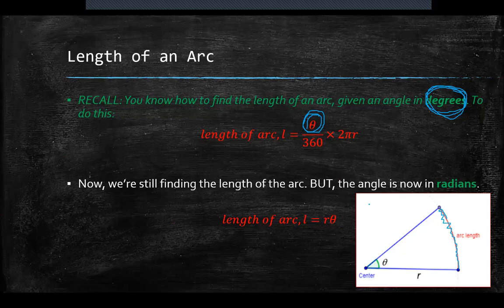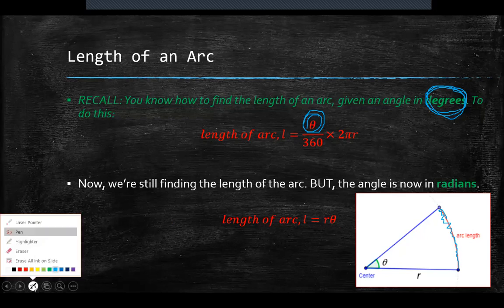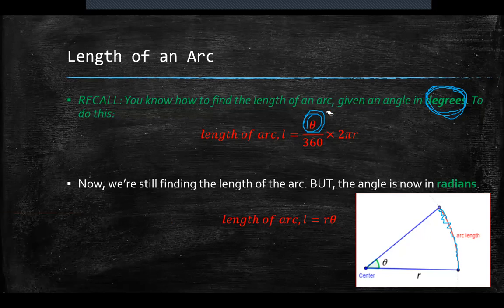For this topic, the big heading is radians. So you need to know the formula for when angle theta is in radians. This is the formula. The length of arc, denoted by L, is equal to r theta, r being the radius, theta being the angle in radians.